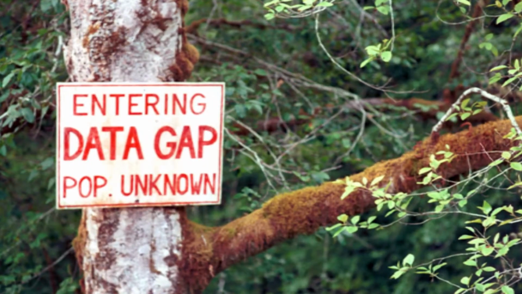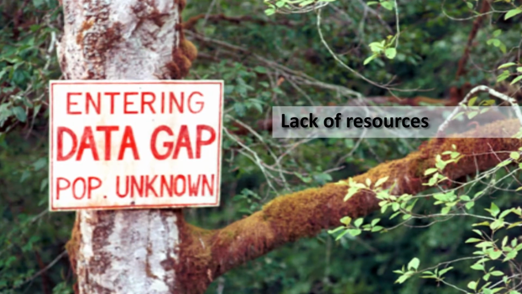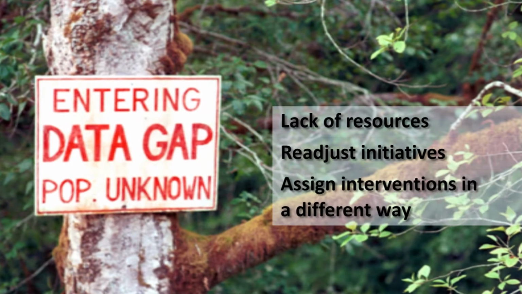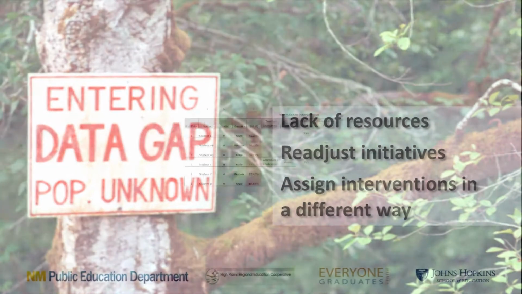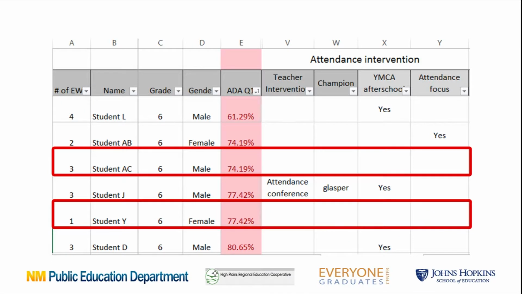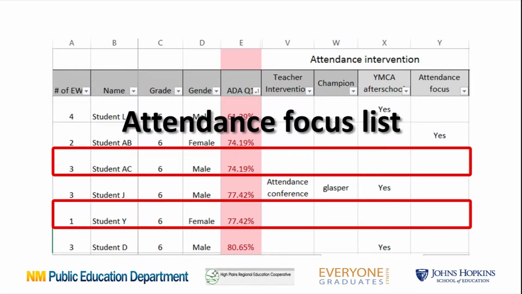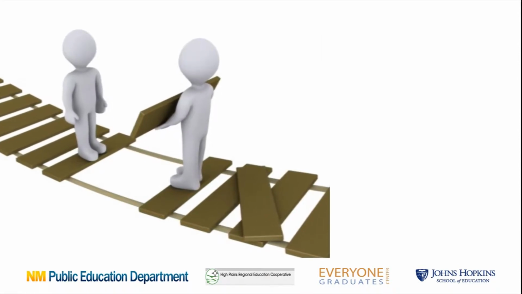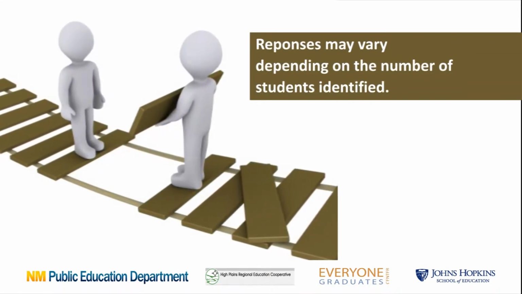Any gap that is identified may be from a lack of resources, a need to readjust current whole school or small group initiatives, or assign interventions in a different way. In the chart here, you see the first 6 students were off track in quarter 1 in attendance. Notice that 2 students did not have attendance supports and would be good candidates for an attendance focus list in the second quarter.